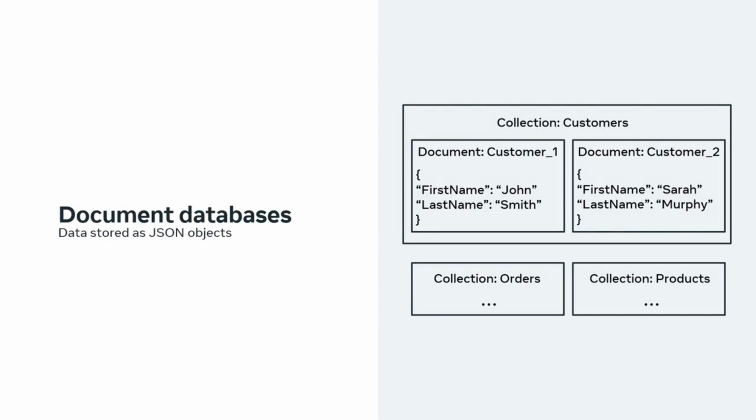The data is organized into collections like tables. Within each collection are documents written in JSON that record data. So in this example, customer documents are held in a customer collection, while order and product documents are stored in the order and product collections.